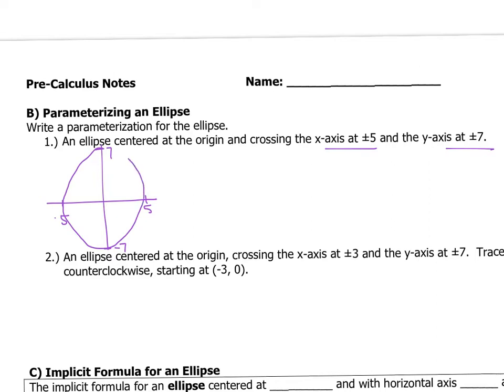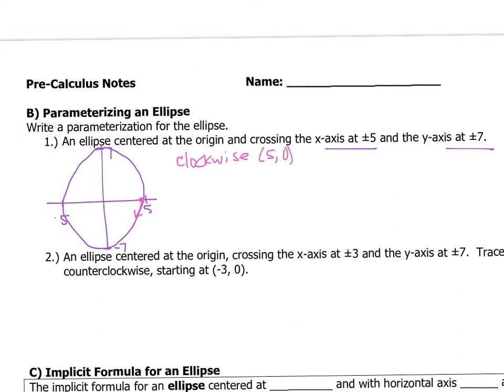So draw that in. Now what it doesn't tell us that we're going to add in is that we are going to go clockwise starting at 0, 5. Okay, we're going to go in a clockwise direction starting at 0, 5.